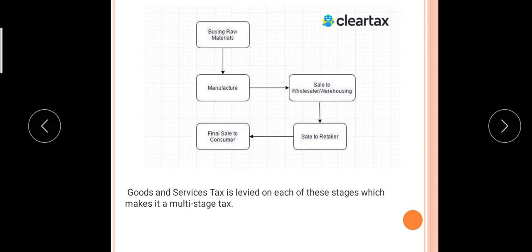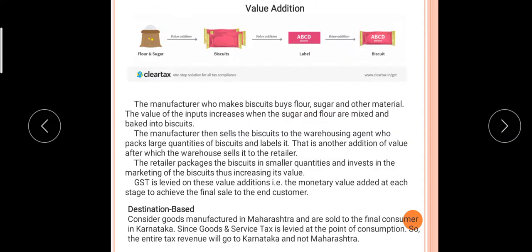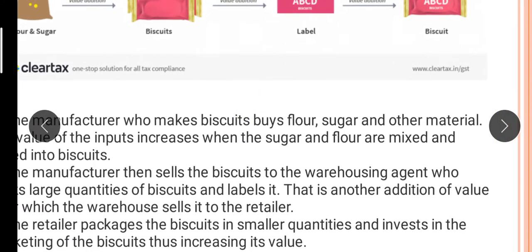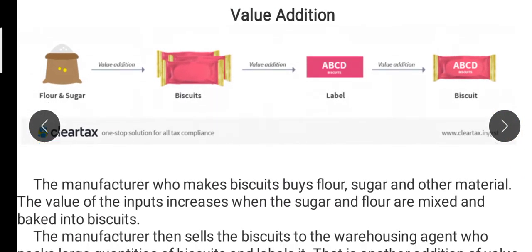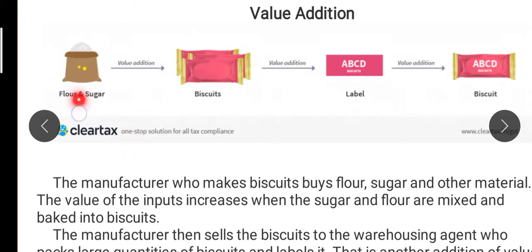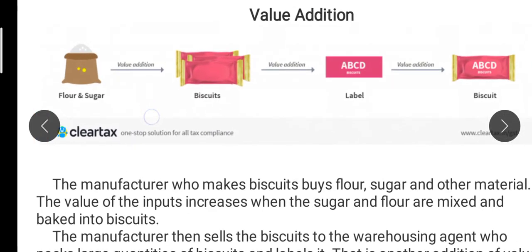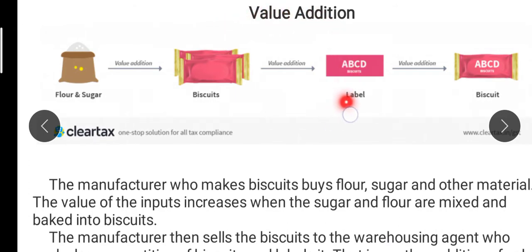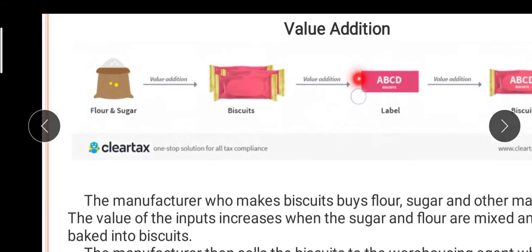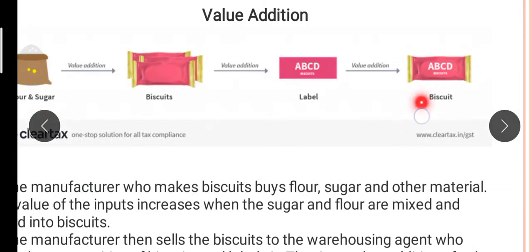Then what is the difference between the before situation and now GST? The difference is that the GST is levied on just a value addition. Now what is value addition? See this diagram, a simple diagram I am explaining to you. Here it is flour and sugar. From that flour and sugar the manufacturer is preparing biscuits, and those biscuits go to warehousing, they give a label, and then it is prepared for selling.